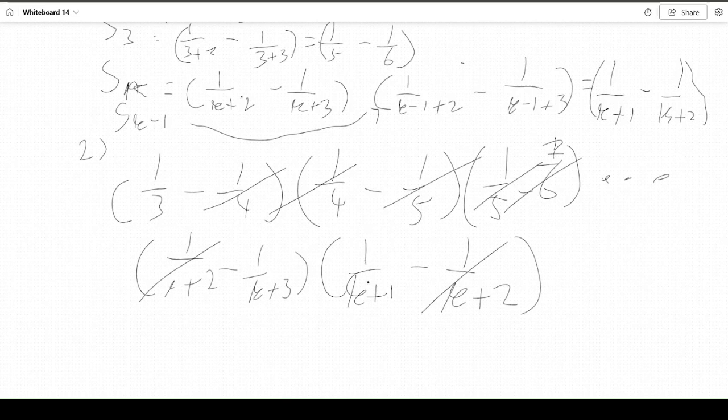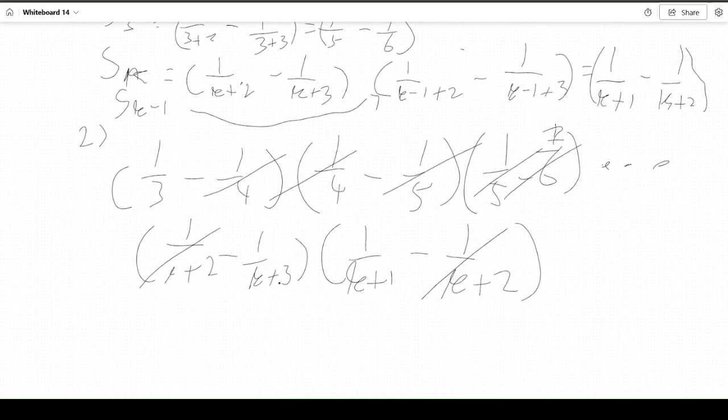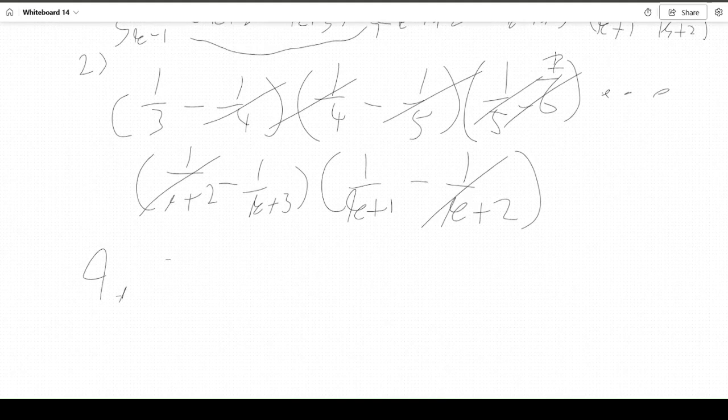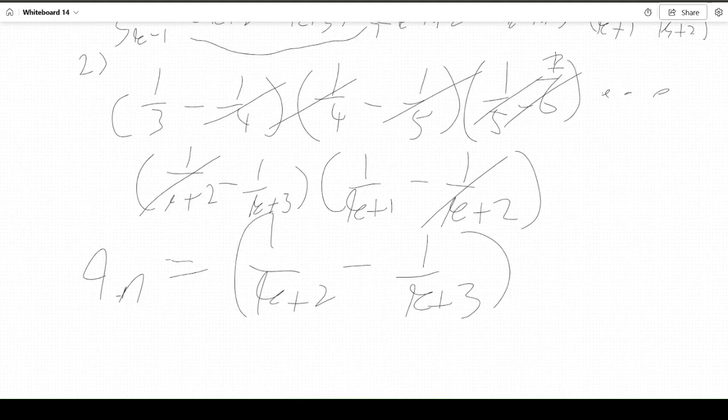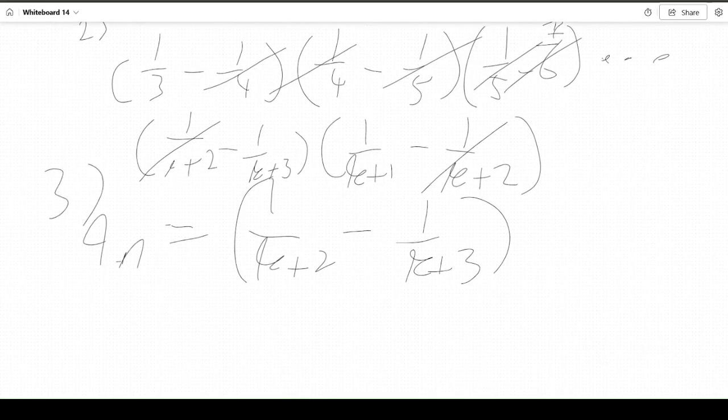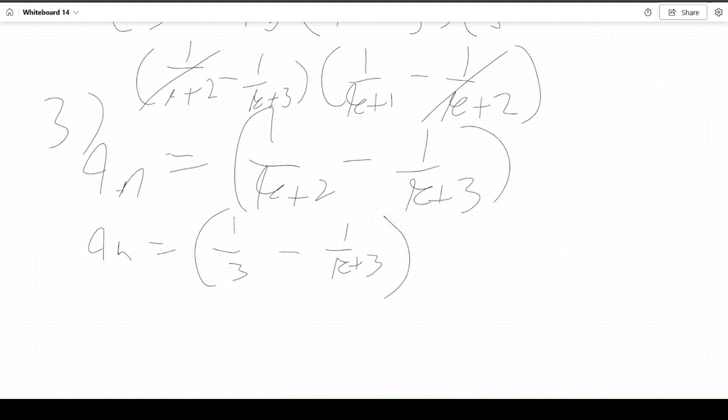So 1 over k plus 1 is going to equal 1 over 3, and this is our final factor for this. Our a_n is going to be 1 over k plus 2 minus 1 over k plus 3. The k plus 3 is there so that it doesn't get erased or anything. And our 1 over k plus 2 is just one third. So now we have our final step, and we can plug in 1 over 3 for this, and we have negative 1 over k plus 3.